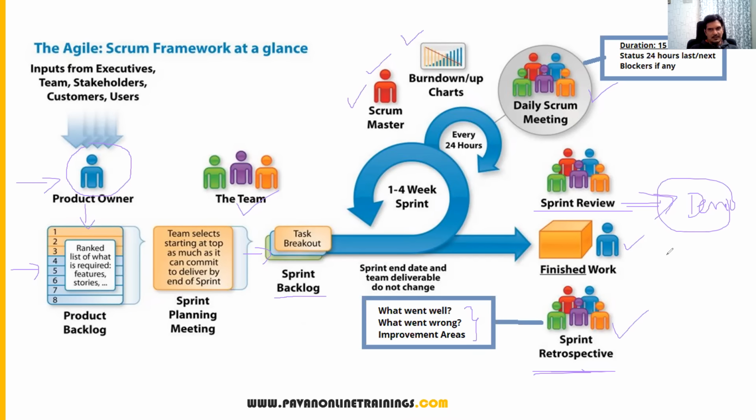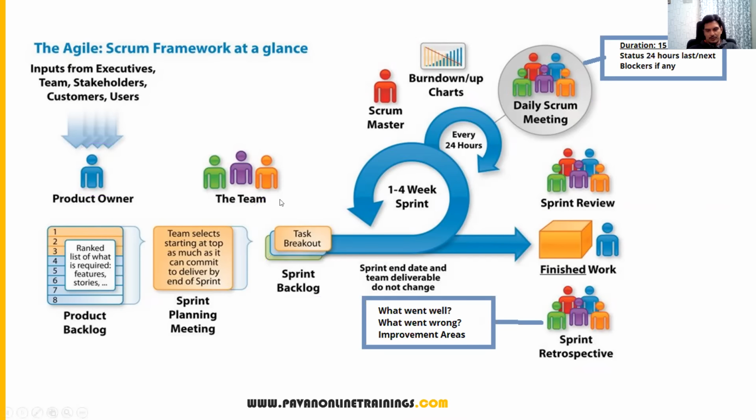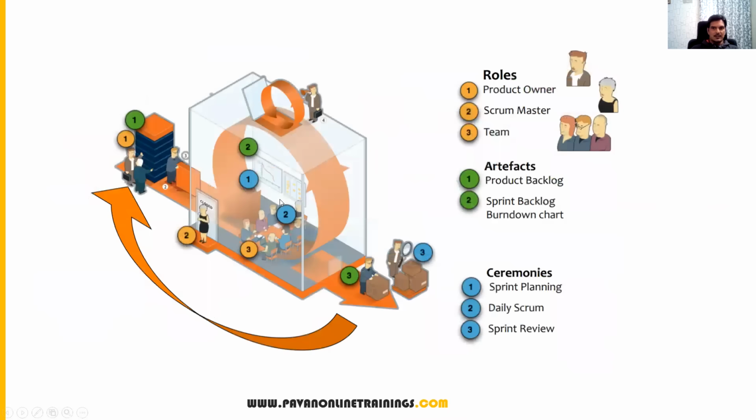Now let us move on to the next slide. Throughout this process, there are three things you need to understand clearly. First, what type of people are involved and what are their roles. The other two are artifacts and ceremonies. These three things we need to understand clearly in the agile scrum process.